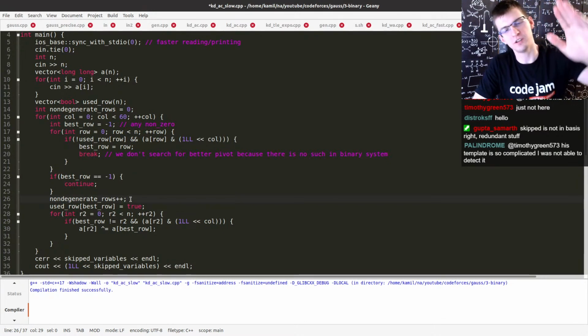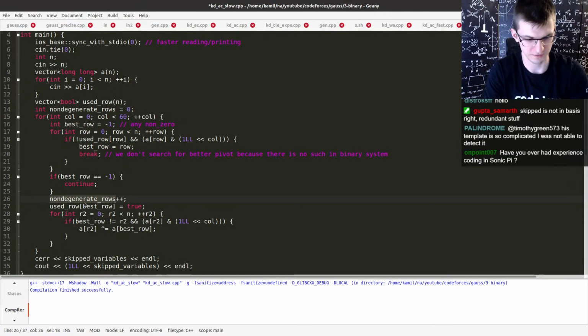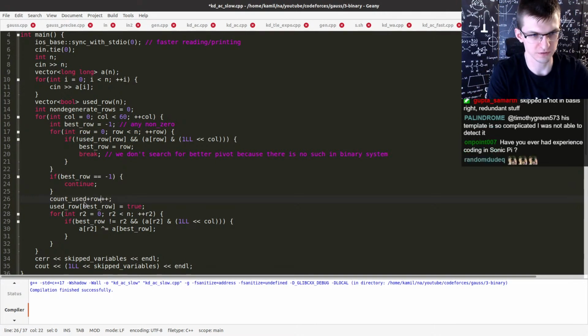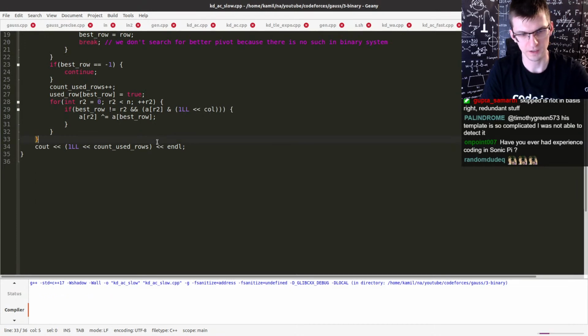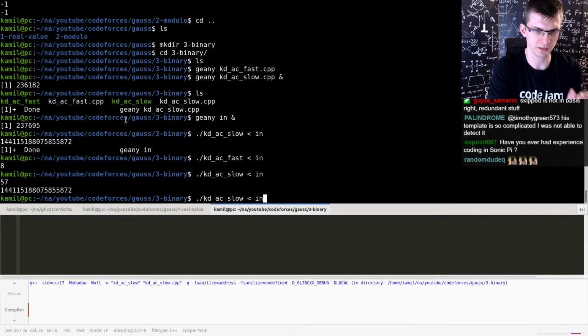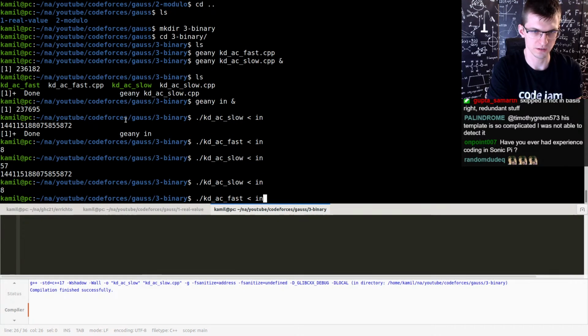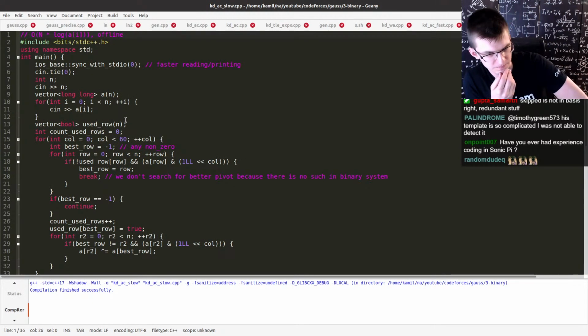Because for some column I'm marking here, actually, let's call it count used rows. This makes a lot of sense. The thing is that it counts rows with a blue circle, and each of them you can either use or not. Okay, I think we're good.